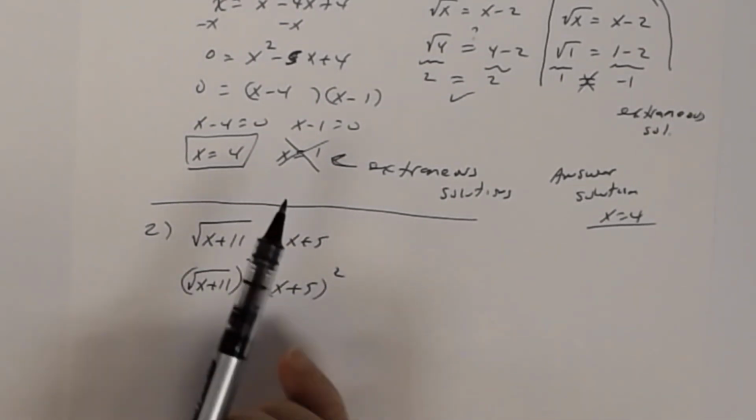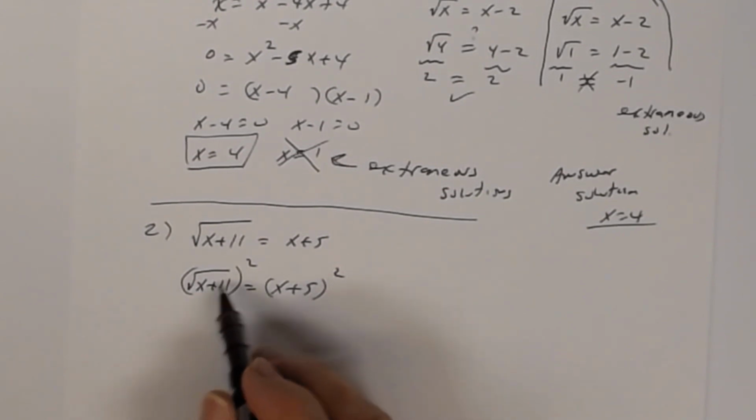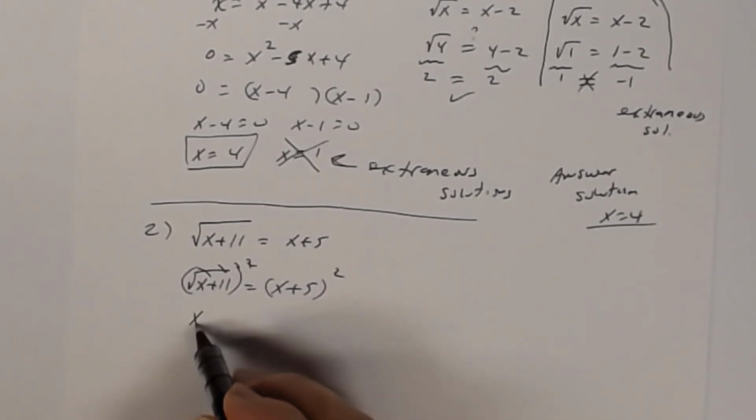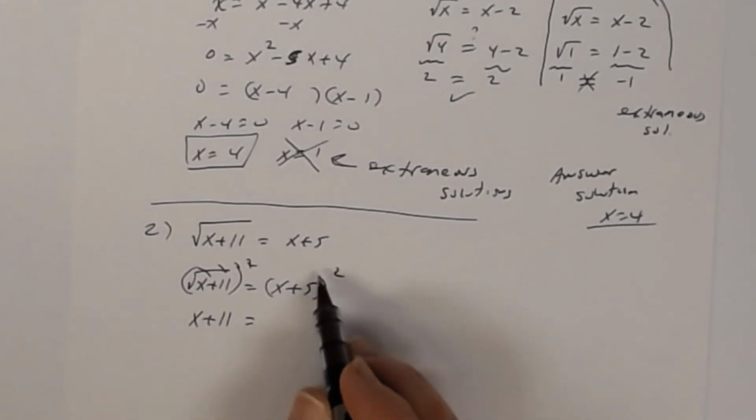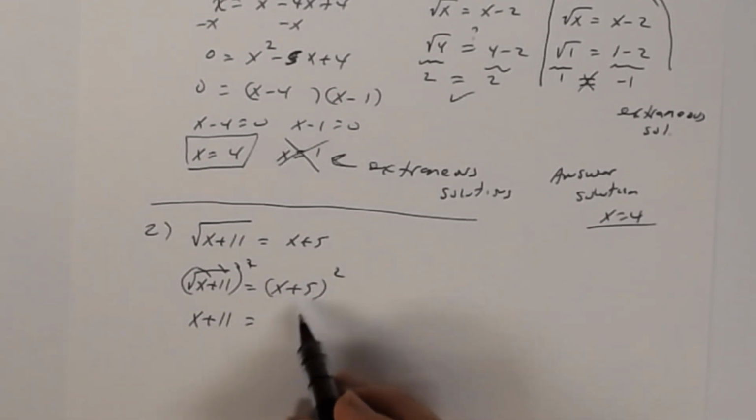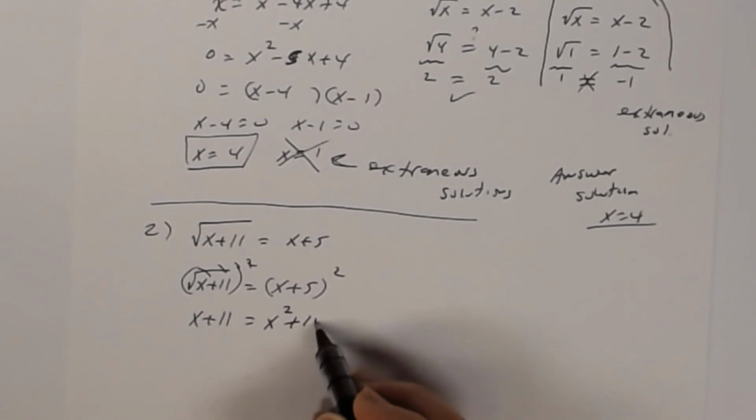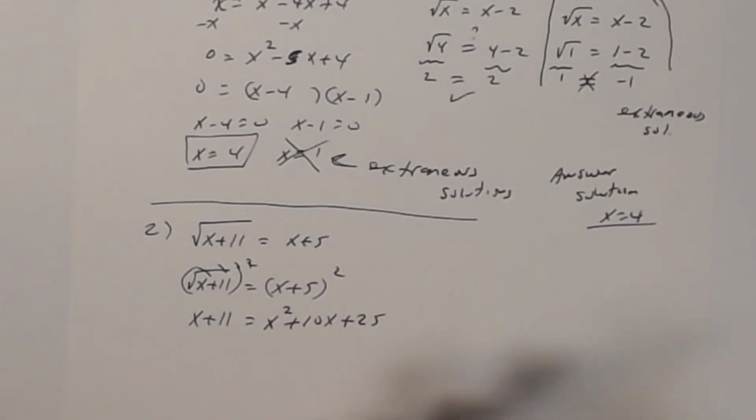And then we do it just like you did the previous one. So the square and the square root undo each other. So you get x plus 11 equals, and when you FOIL this, x plus 5 times x plus 5, when you square that binomial, you're going to get x squared plus 10x plus 25.